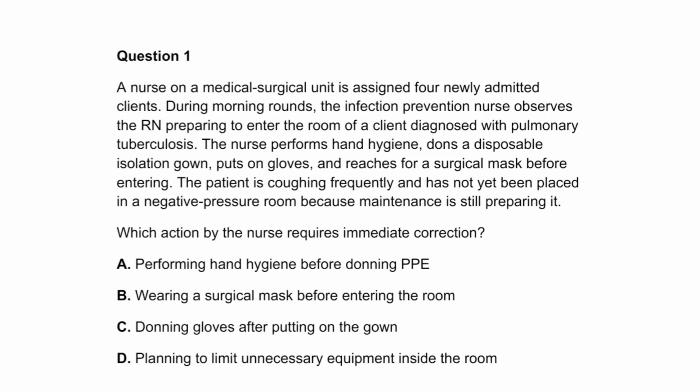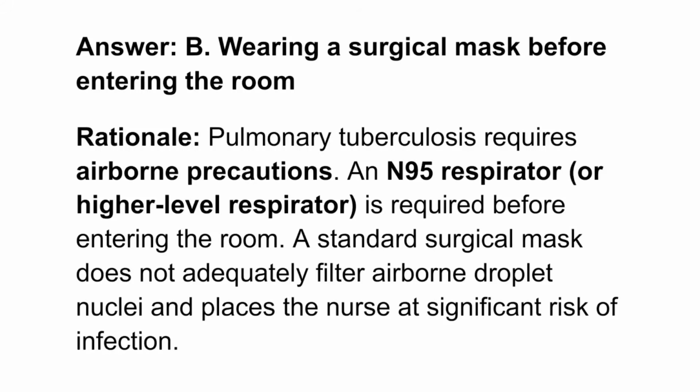A. Performing hand hygiene before donning PPE. B. Wearing a surgical mask before entering the room. C. Donning gloves after putting on the gown. D. Planning to limit unnecessary equipment inside the room. Answer: B. Wearing a surgical mask before entering the room. Rationale: pulmonary tuberculosis requires airborne precautions. An N95 respirator, or higher-level respirator, is required before entering the room. A standard surgical mask does not adequately filter airborne droplet nuclei and places the nurse at significant risk of infection.